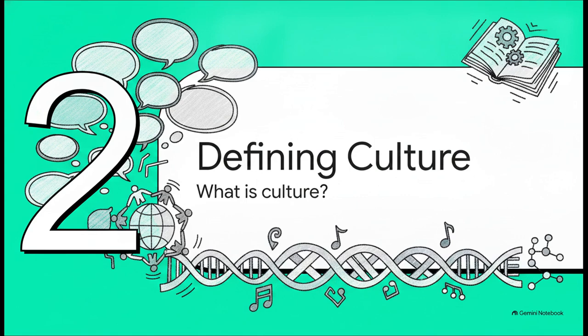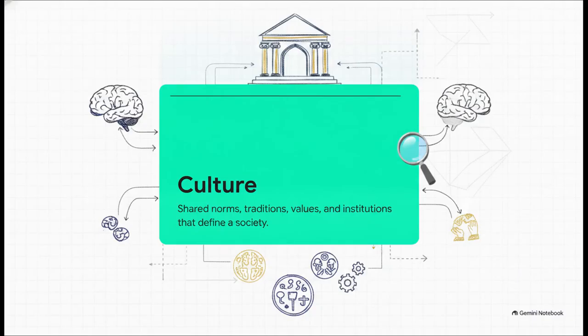Moving right along to Section 2, defining culture. I know culture sounds highly abstract, but fundamentally, it's the operating system of a society. It's this incredibly complex system of shared norms, traditions, and institutions that define a society's standards for behavior. It's the ultimate rule book for what's considered right or wrong, normal or totally weird. It includes the deep-seated values a society holds dear, as well as the formal institutions they physically build to support those values, like their specific education systems, legal frameworks, and even law enforcement.